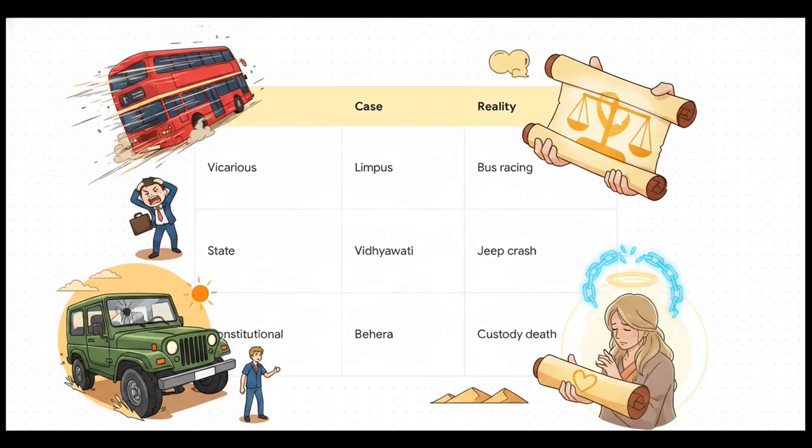Next, state liability. Can you actually sue the government? Yes. In State of Rajasthan v. Vidyawati, a government jeep hit a pedestrian. The court said the state is totally liable because driving a jeep isn't a core sovereign function, it's just regular driving. And finally, the constitutional tort. In the tragic Nilabati Behera case, a death in police custody, the Supreme Court held the state strictly liable to compensate the mother. The state absolutely cannot hide behind sovereign immunity when fundamental constitutional rights are violated.